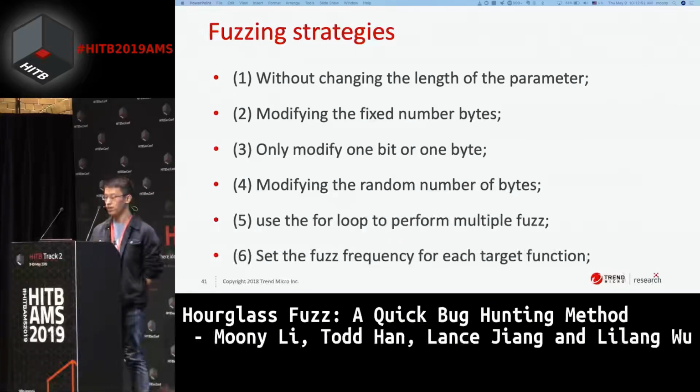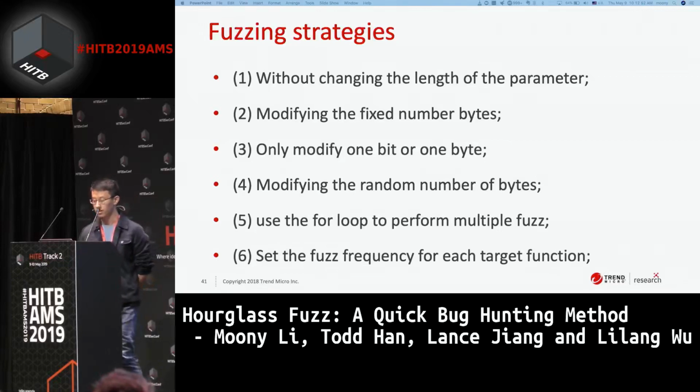After having the kernel interceptor and the fuzzing trigger, we need the fuzz strategies as follows. Number one, without changing the length of the parameter. Number two, modifying a fixed number of bytes in the parameter, for example, modify 1/8 of the bytes in the parameter. Number three, only modify one bit or 1 byte in the parameter. And number four, modifying a random number of bytes in the parameter.